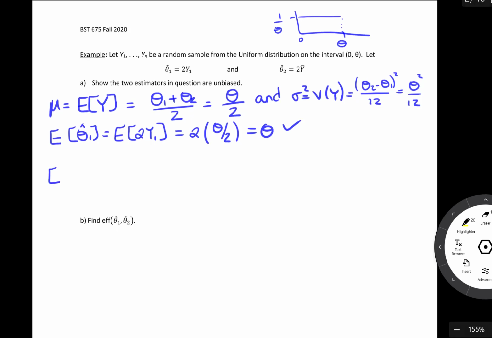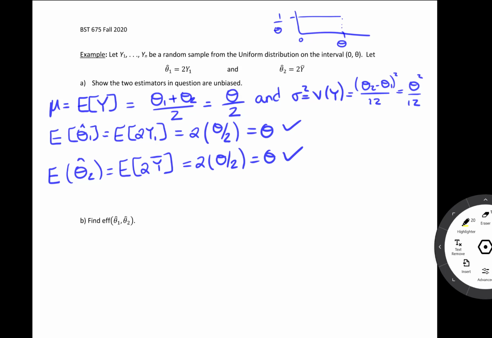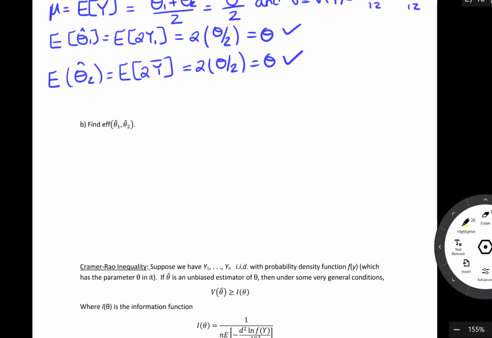And then we could look at the expected value of theta hat 2, which is equal to the expected value of 2 times y bar, which again is equal to 2 times theta over 2, which is equal to theta. So both of these are in fact unbiased. Now let's find the relative efficiency.